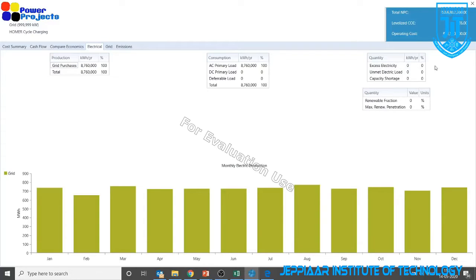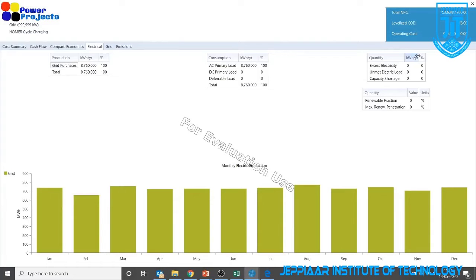There is no excess electricity because I don't have any other source. I am only getting the power supply from the grid, so the excess electricity is zero. What is the unmet electricity? Unmet electricity is also zero because the grid is available 24/7.